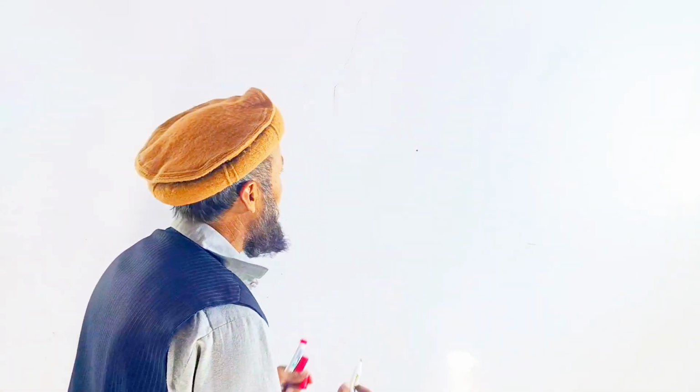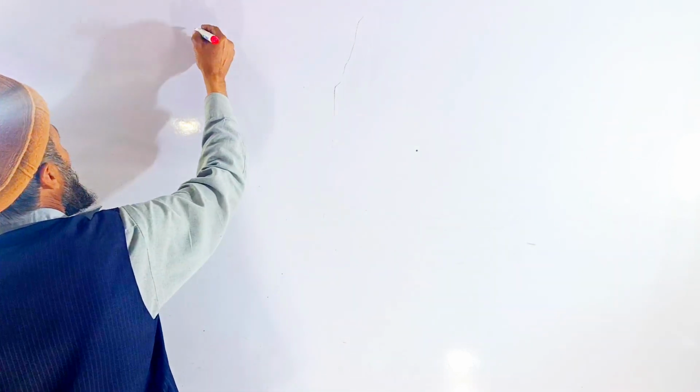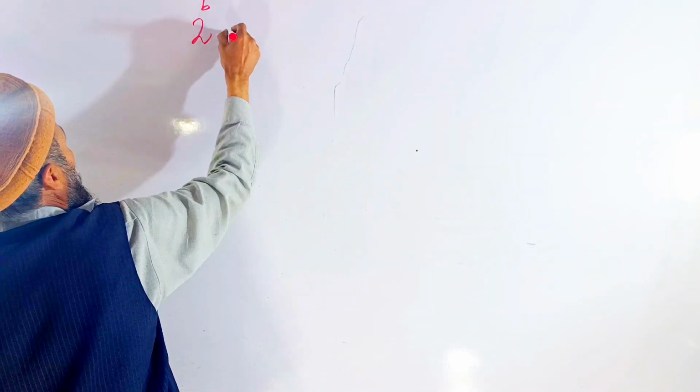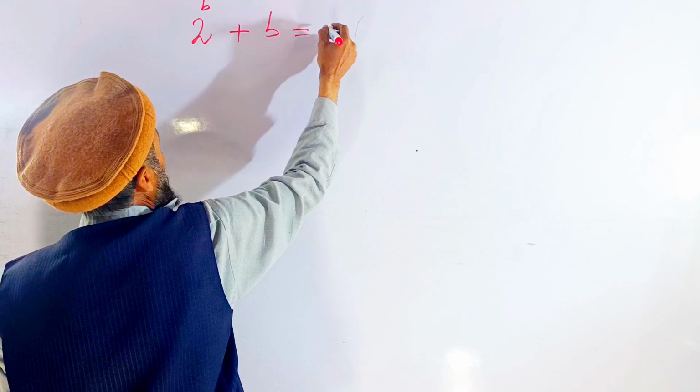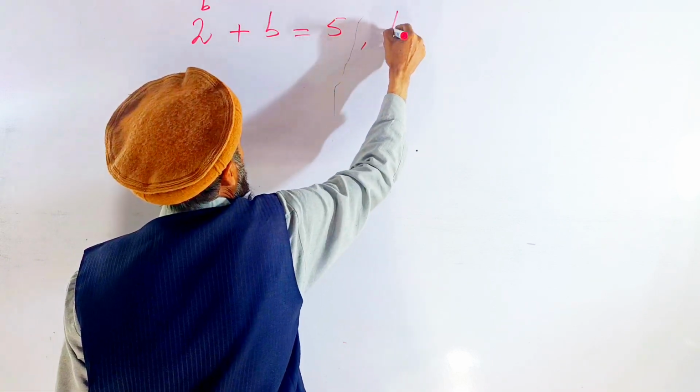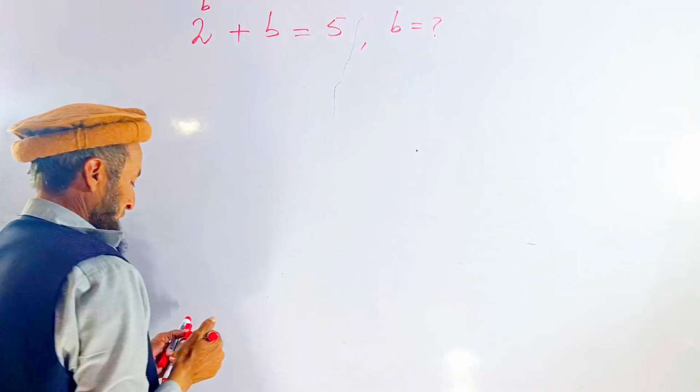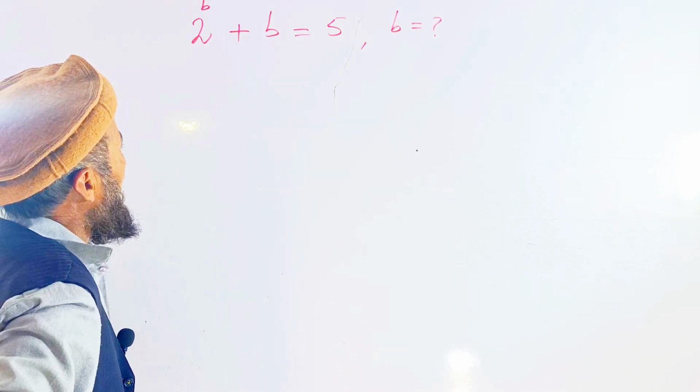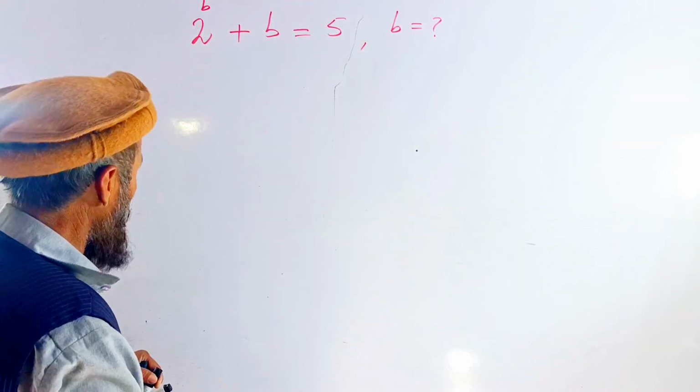A question for you. This question is very interesting for you. Let's start. 2 exponent b plus b is equal to 5. How do we calculate the value of b, which is unknown? Look here, this is an exponential function we are using.